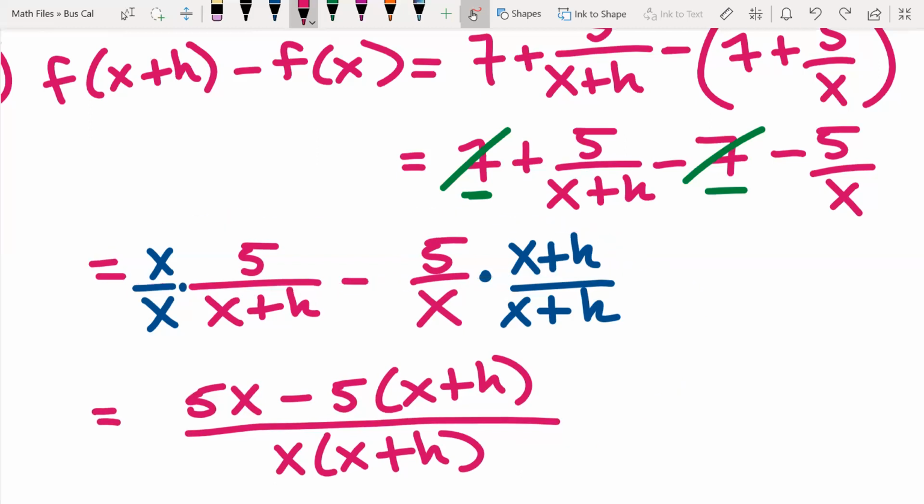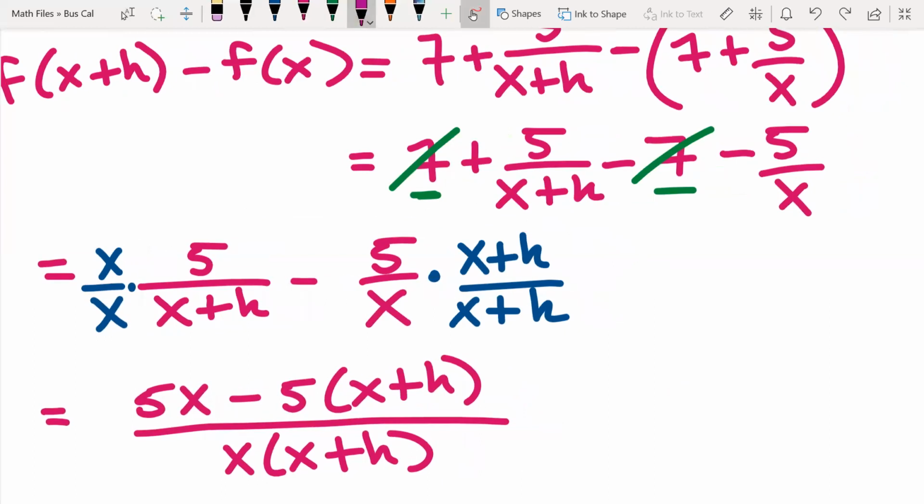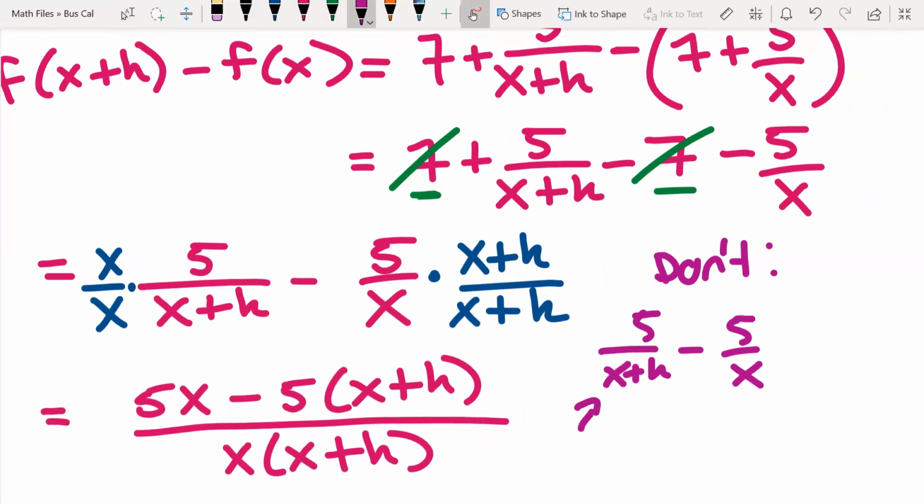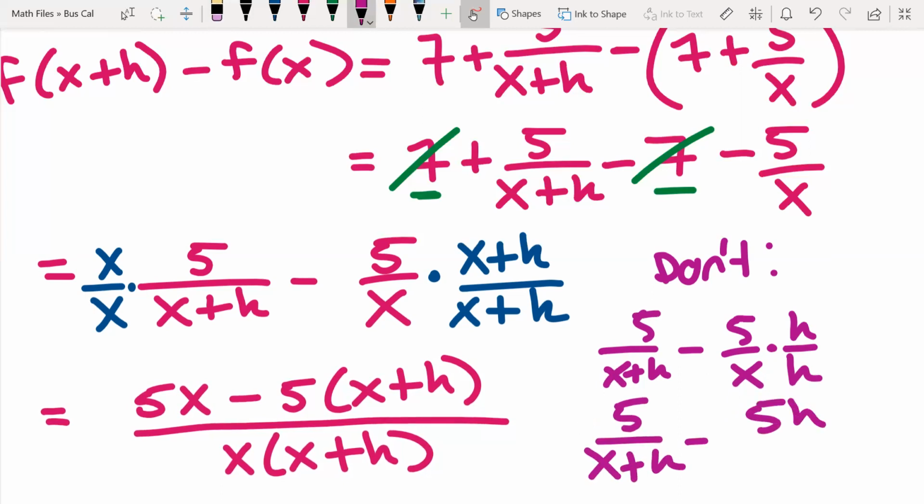Okay. Now, just to go over a don't, right? Let's say don't do this. So you saw it was 5 over x plus h minus 5 over x. And you're like, okay, there's an x here, there's an x here, all this denominator needs is an h. So if you were thinking just to multiply this by h over h, it's a good thought, but it's the wrong thought because once you multiply it, you are going to end up with 5 over x plus h minus 5h over xh. And tell me, is x plus h the same as xh?